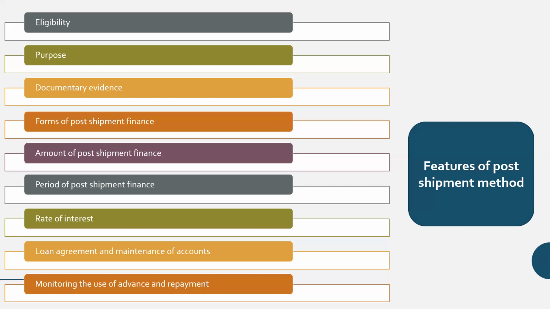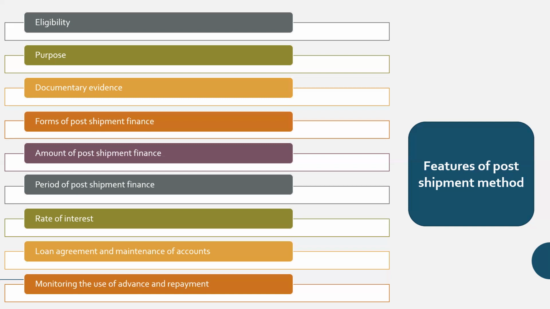Further, we have the loan agreement, as it is mandatory to have an agreement between the bank and the exporter to decide the agreement and its clauses, do's and don'ts, and accordingly they can maintain it. Further, the accounts also need to be maintained and monitored on a timely basis so that we know where the money is utilized by the exporter. And finally, it is a duty of the exporter to see to it that he repays the loan to the bank. So that is all about the features of pre-shipment and post-shipment finance.